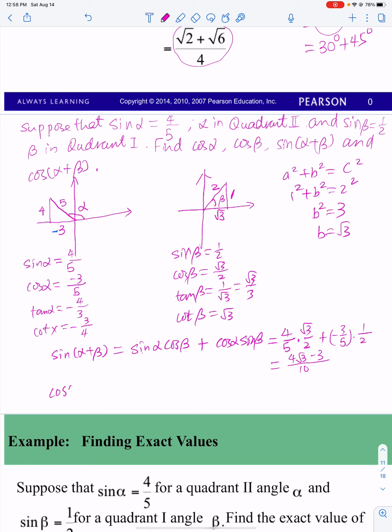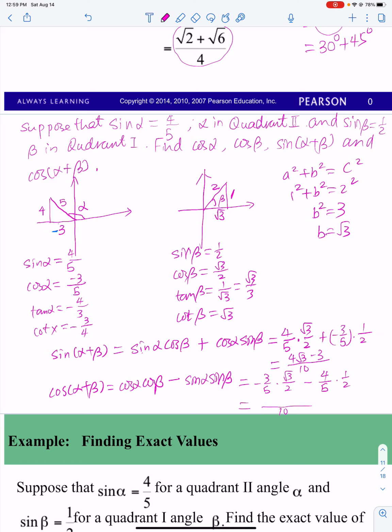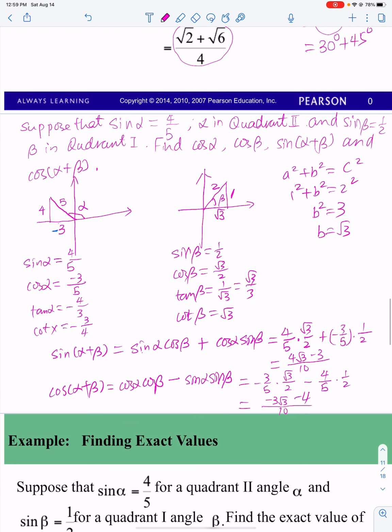And then what should we do? Cosine of alpha plus beta. Cosine, remember, is cosine together, but here is plus, so what should we have in the middle? Minus sine. Okay, so what will be cosine? It is negative 3 over 5 times square root of 3 over 2, minus 4 over 5 times 1/2. So what do you have? Over 10, you have negative 3 square root of 3 minus 4. Okay, so minus 4 here.